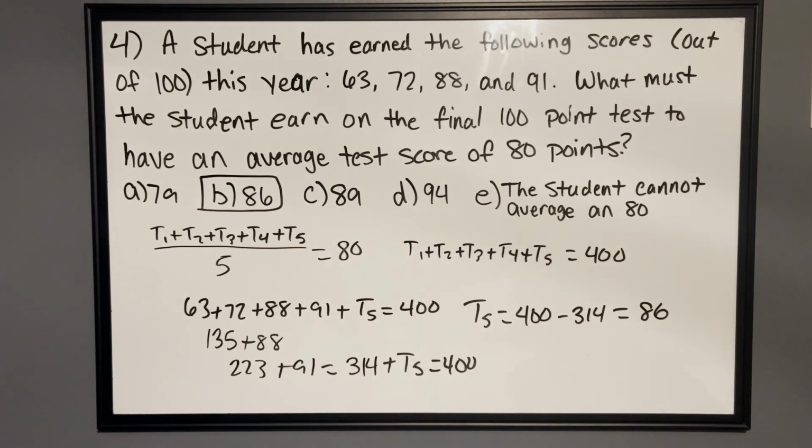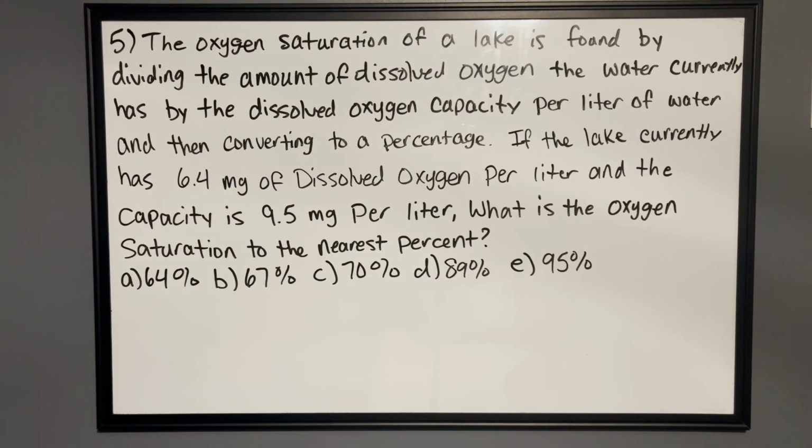All right, so let's move on to question number 5. Okay, so here we have question 5. It says the oxygen saturation of a lake is found by dividing the amount of dissolved oxygen the water currently has by the dissolved oxygen capacity per liter of water, and then converting that to a percentage. If the lake currently has 6.4 milligrams of dissolved oxygen per liter, and the capacity is 9.5 milligrams per liter, what is the oxygen saturation to the nearest percent?